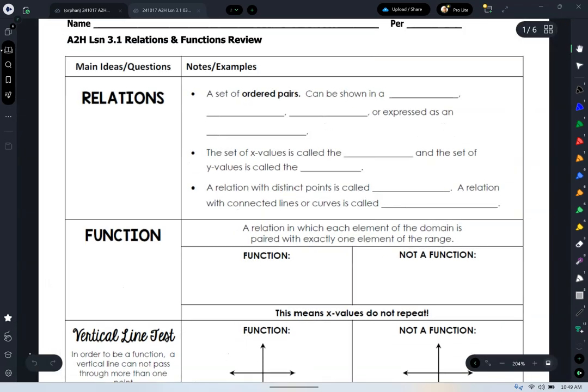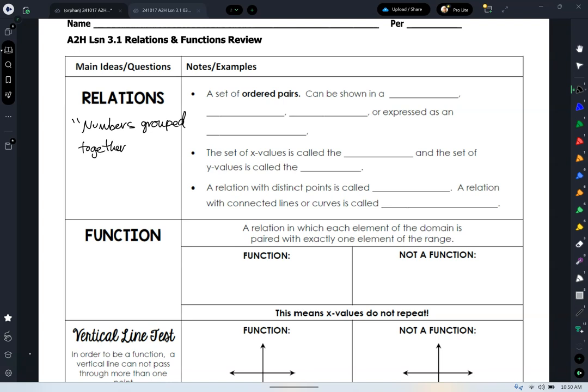Now, when we take numbers and we just group them together, we can call them a relationship, or a relation. And so let's just jot that down. Relations are just numbers grouped together for any reason, or no reason. Maybe I just want a bunch of random numbers, but I'm going to put them together in a group. And I guess maybe that is a reason.